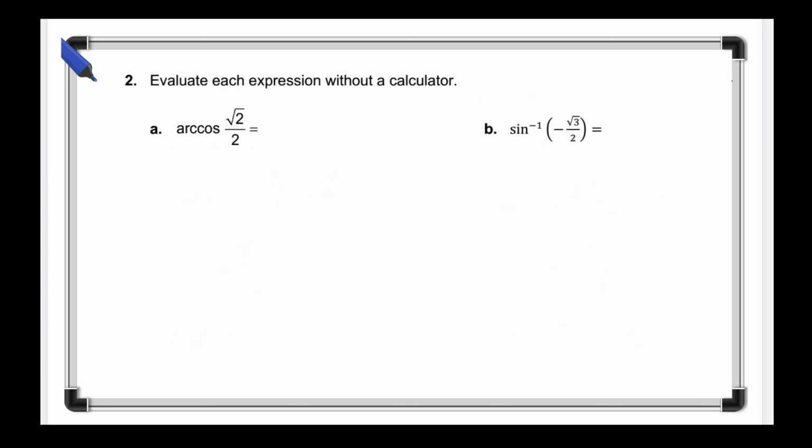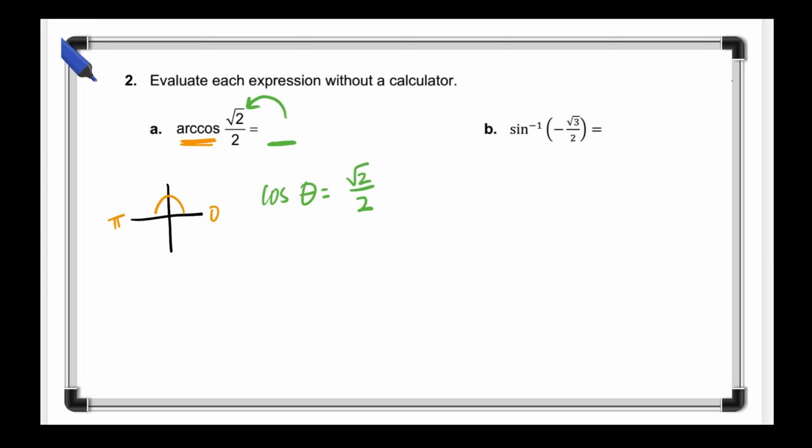So the first thing that we want to do is look and see what our inverse trig function is. We have arccosine, so you want to think about the range. For arccosine, that range is 0 to pi. So then we ask ourselves, okay, the cosine of something, which we'll call theta, is going to equal root 2 over 2.